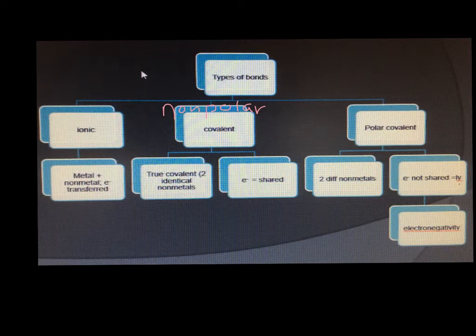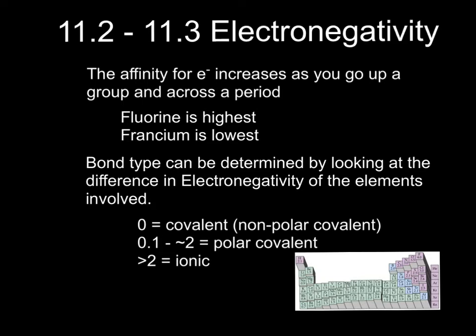We need to look at something called electronegativity. You're going to investigate electronegativity tomorrow in class, so I have to walk you through it a little bit here tonight. Electronegativity is the affinity that an atom or element has for electrons. Affinity here means that atom wants electrons. Electronegativity increases as you go up a group and across a period on the periodic table. Fluorine has the highest electronegativity, francium has the lowest.